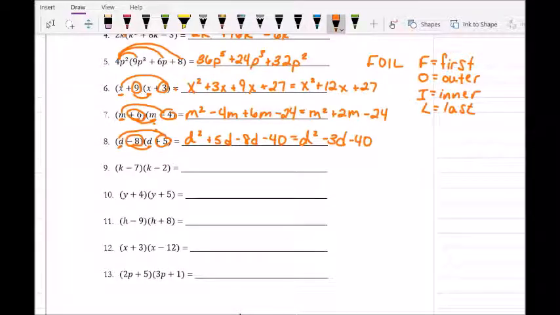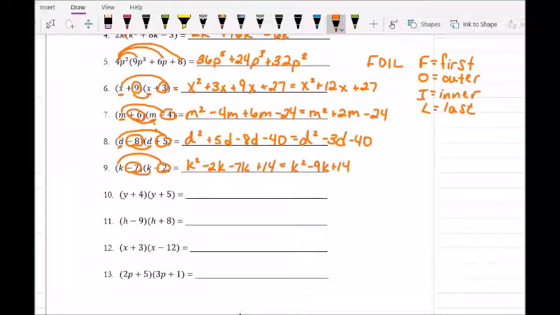Okay, moving on. And maybe at this point you want to pause and try a few, because we've done some. Maybe you want to see if you have the hang of it. Okay, k times k would be k squared. Outer is negative 2k. Inner is negative 7k. And last, negative 7 times negative 2 is positive 14. And now go back and combine: k squared minus 9k plus 14.